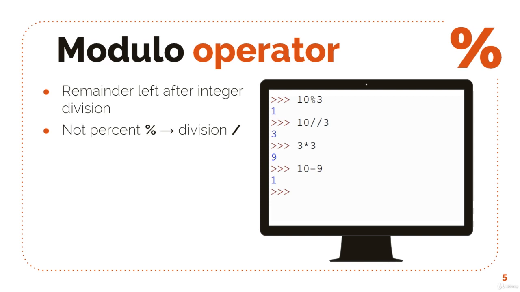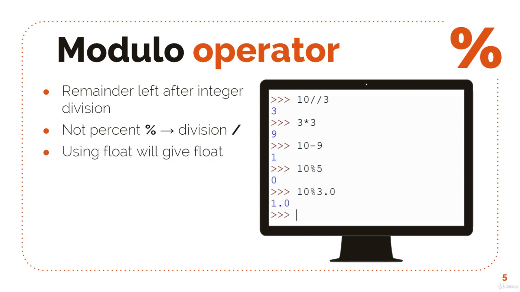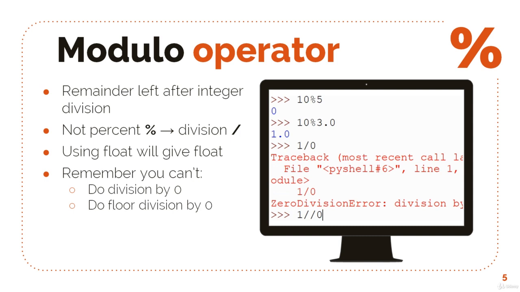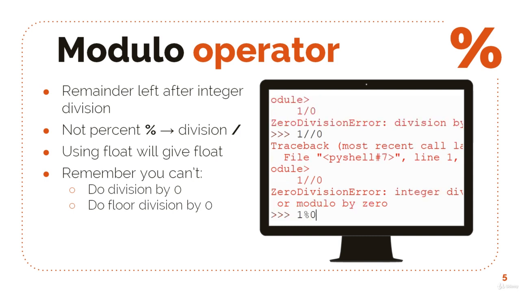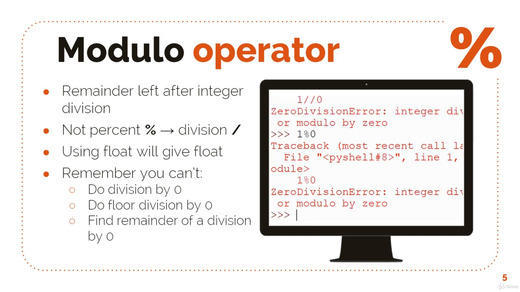If we do 10 modulo 5, we get 0. Why? Because 5 can go into 10 as a whole twice without anything left over. The modulo operator follows the norm in producing floats when floats are used. The final thing to remember when it comes to division is that you can't do division by 0, neither can you do floor division by 0, and you can't find the remainder of a division by 0.